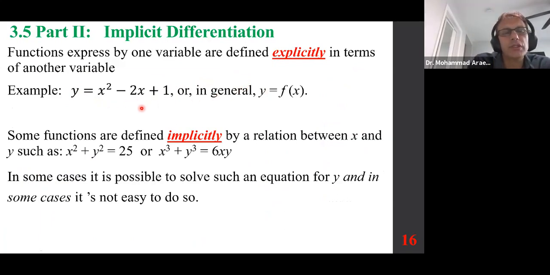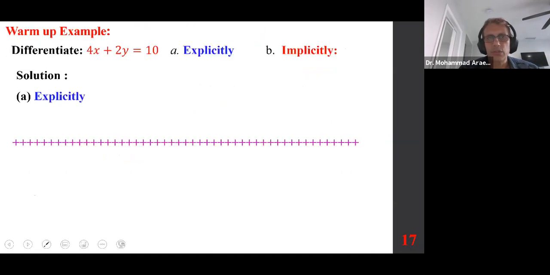Or it may not be defined explicitly, meaning x and y are intertwined, they are on the same side, and they are given implicitly. So you have a choice of solving for y, if possible, and it's not all the time, or not. Either way, if you can solve for y, you can go back to the previous one and differentiate it explicitly. If not, you have no choice but to do it implicitly. So let's look at a very simple case. We see that it can be done both ways, and then we generalize it.